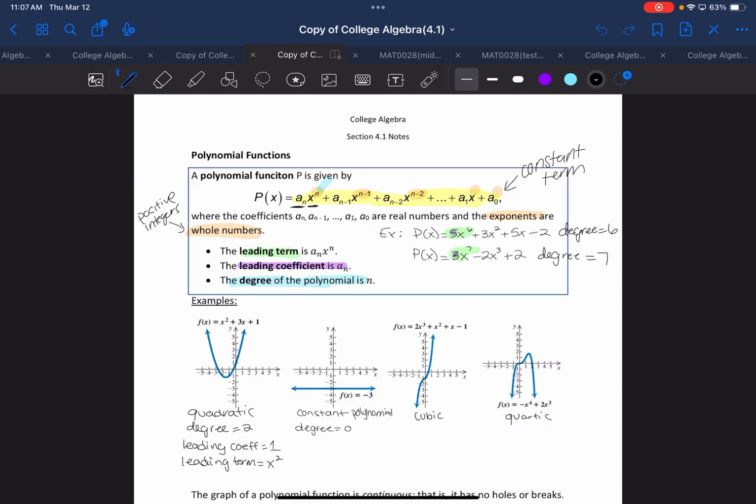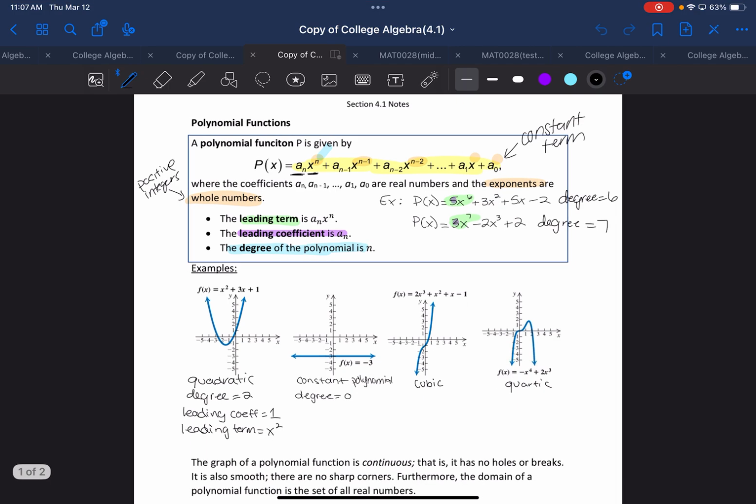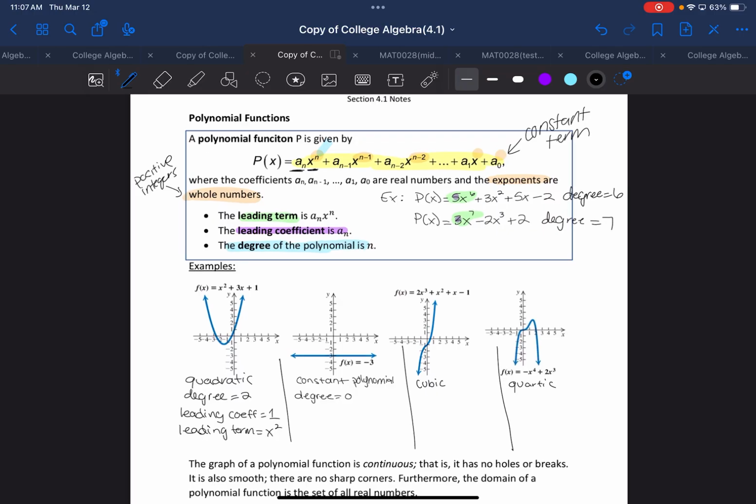So I already kind of went over what a polynomial function was. I defined these terms, the leading term, leading coefficient, and the degree of a polynomial. So we already talked about that. And then I started going over these examples down here of these graphs. And I'm going to go over that again with y'all, just to refresh your memory.